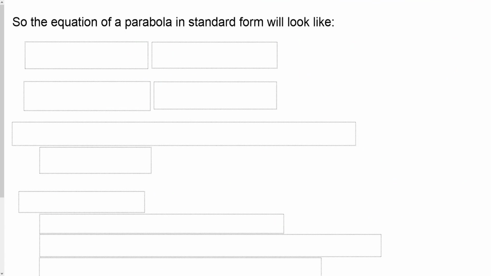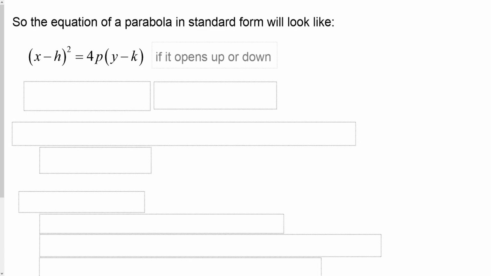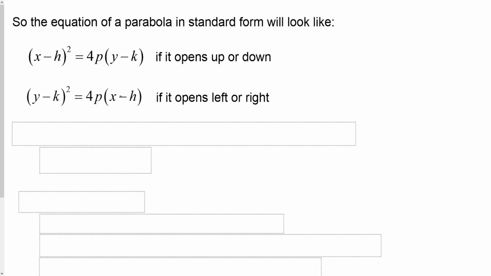So the equation of a parabola in standard form will look like (x minus h) quantity squared equals 4p times (y minus k) if it opens up or down, and (y minus k) quantity squared equals 4p times (x minus h) if it opens left or right. What I generally think about here is that the variable that is not squared is telling you the direction. The y variable is the y-axis, so up or down. The x variable is the horizontal, so left or right.